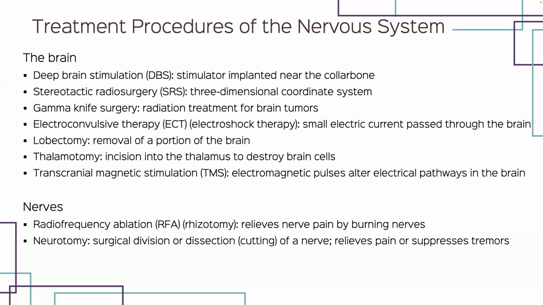Treatment procedures for the brain, you've got deep brain stimulation or DBS. Lobectomies are just going to be removals of a portion of the brain. Transcranial magnetic stimulation or TMS is where they send those electromagnetic pulses that will alter those electrical pathways.